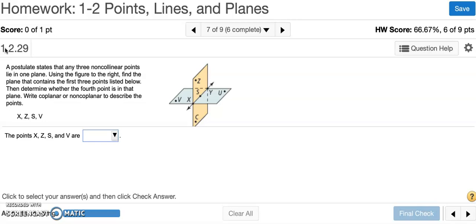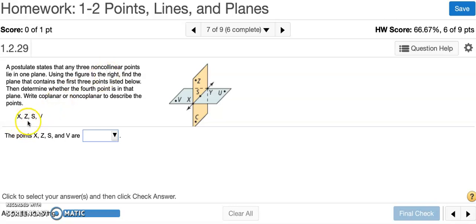Number 7. A postulate states that any 3 non-collinear points lie in one plane. Using the figure to the right, find the plane that contains the first 3 points listed below. Then determine whether the 4th point is in that plane. Write coplanar or non-coplanar to describe the point. Coplanar means they lie on the same plane, and non-coplanar means they don't. And non-collinear means they do not lie on the same line.